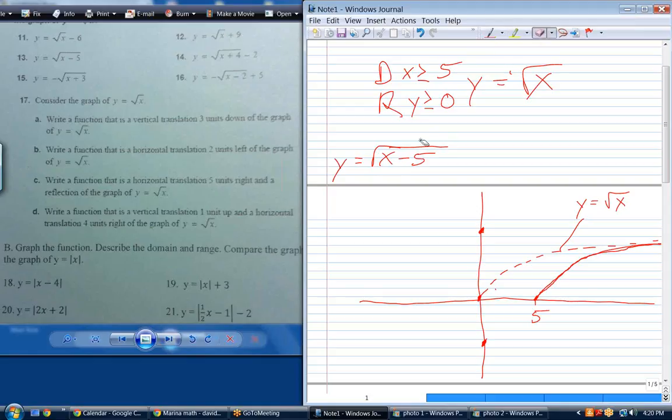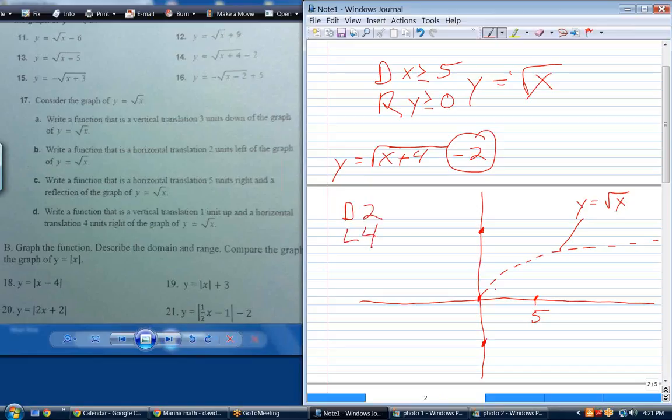14. That's square root of x plus 4, minus 2. Okay. What's the consequence of that? It moves down 2 and to the left 4. Okay. So we're going to take this point right here. We're going to move it down 2 and left 4. So it's going to start right there at the coordinates minus 2, minus 4.